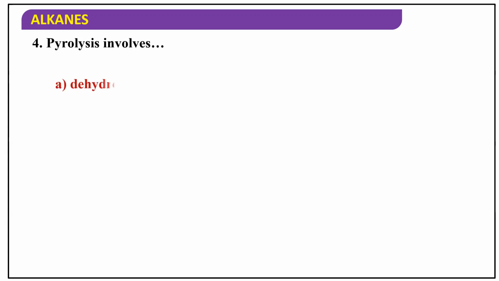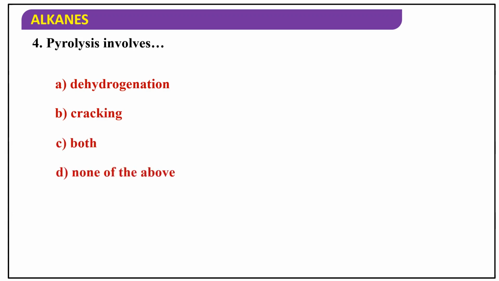Pyrolysis involves dehydrogenation, cracking, both, or none of the above. Does pyrolysis involve removal of hydrogen, or does it just involve breakage or decomposition, which is also called cracking? It just involves cracking, is it? No. Oh, the answer has already come up there. It involves both. Dehydrogenation, there is removal of hydrogen also. At the same time, there is breakage. So both dehydrogenation and cracking happen during pyrolysis.